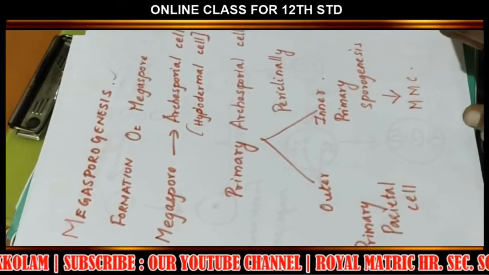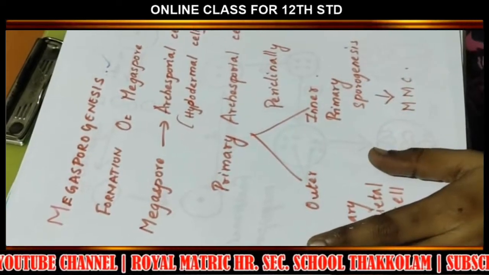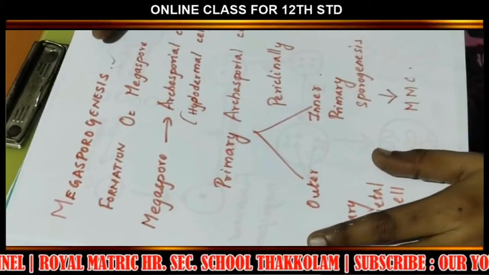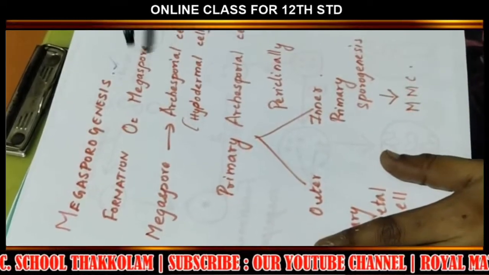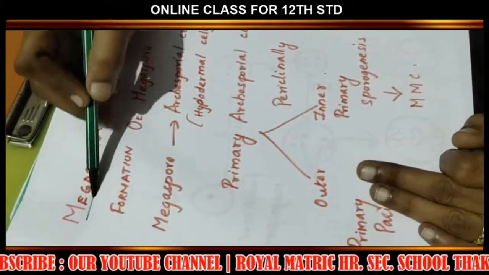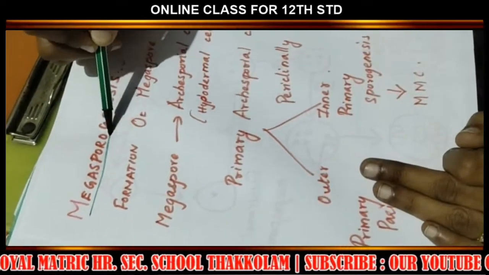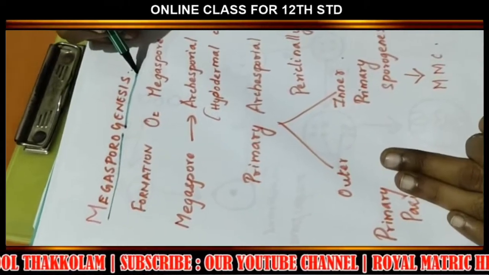What is megasporogenesis? As we saw, microsporogenesis is nothing but the anther formation or the pollen grain formation. Likewise, megasporogenesis is the female gametophyte. The formation of the female gametophyte is known as megasporogenesis. Megaspore is nothing but the female gametophyte, and genesis is the formation or development of the female gametophyte.